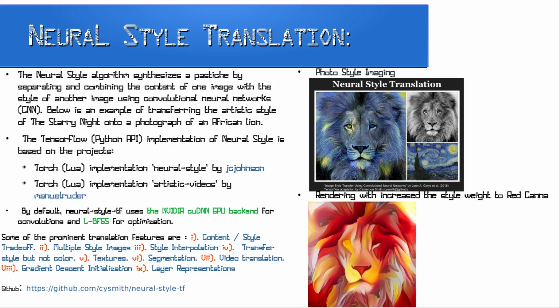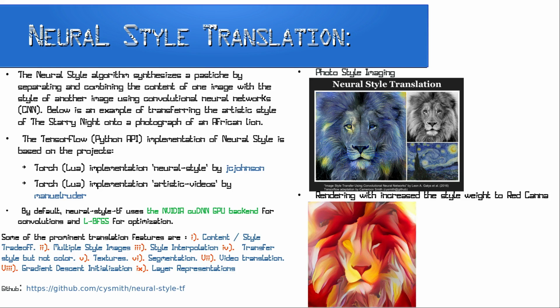Neural Style Translation is based on two projects, namely the Torch Lua implementation of neural style by J.C. Johnson, and the Torch Lua implementation of artistic videos by Manuel Ruder. Some of the prominent style translation features of this library are as follows. Number 1, content or style trade-off, that is, the relative weight of the style and content can be controlled. Number 2, multiple style images, that is, more than one style image can be used to blend multiple artistic styles.